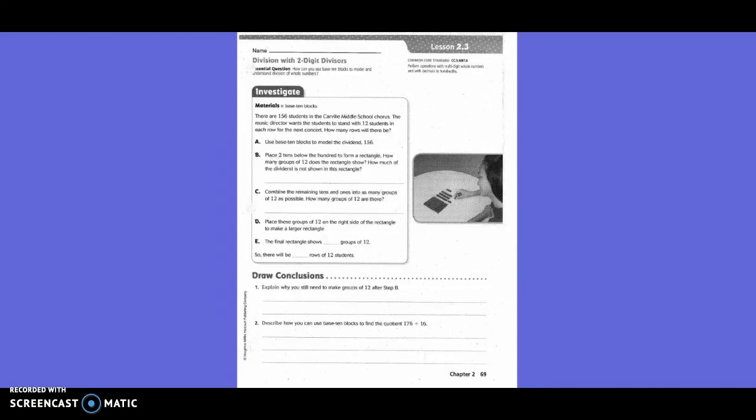Fifth grade, chapter 2, lesson 3, division with two-digit divisors. Materials: we're going to use our base ten blocks, which you guys already have out.